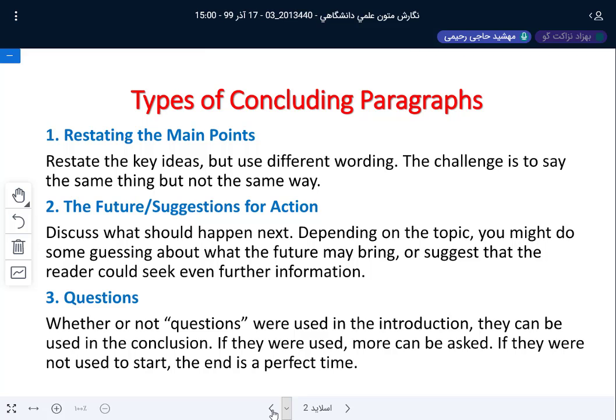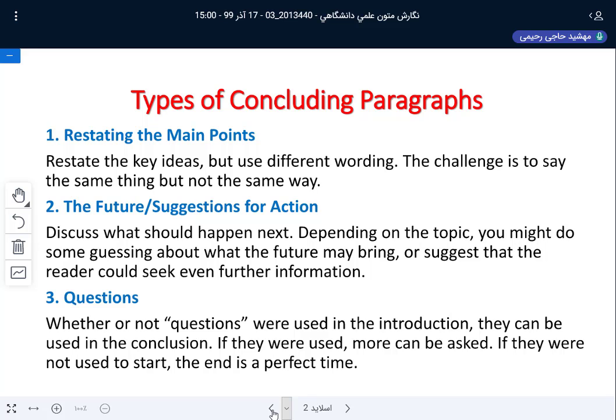Types of concluding paragraphs. Number one, restating the main points. Restate the key ideas but choose different wording. The challenge is to say the same thing but not the same way. Number two, the future. Suggestions for action. Discuss what should happen next. Depending on the topic, you might do some guessing about what the future may bring or suggest that the reader could seek even further information.